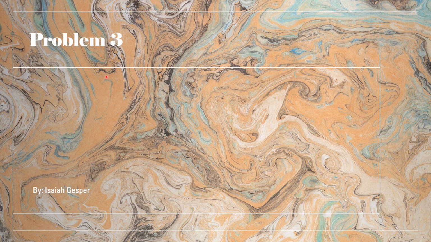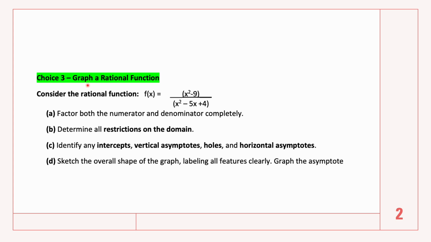I will be solving and explaining problem 3, which is graphing a rational function. I will be going through factoring both the numerator and the denominator completely, determining all the restrictions on the domain, and identifying any intercepts, vertical asymptotes, holes, and horizontal asymptotes, and sketching the graph.